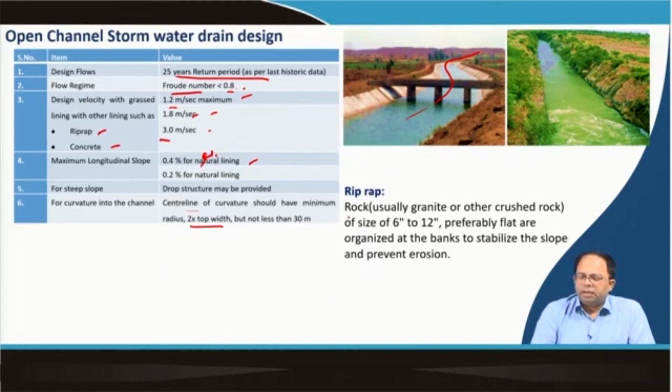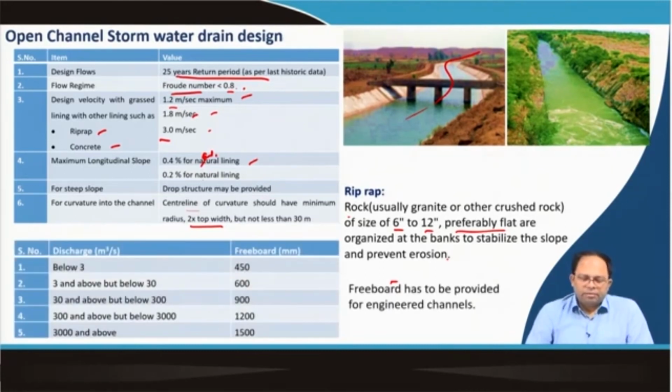It is basically usually granite or other crushed stone. This kind of rocks are usually of size 6 inch to 12 inch, preferably flat, and are organized at the banks to stabilize the slope and prevent erosion. We have already learned some amount of stabilization in the earlier lectures on outfall structures, but similarly in this kind of storm channels, we can line this kind of stone all along the banks, or we can make it with concrete as well.